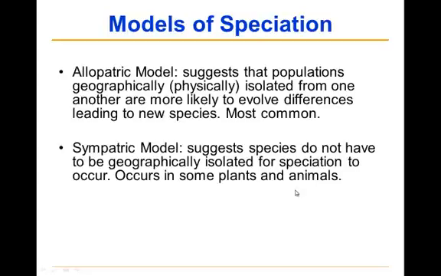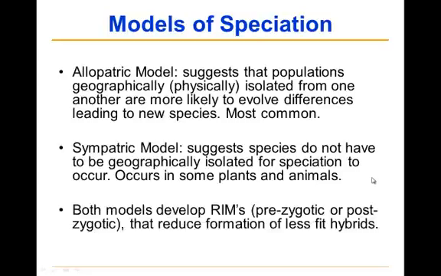it is possible. The thing to remember is that in both models, you develop reproductive isolating mechanisms, either prezygotic or postzygotic, and that these reproductive isolating mechanisms reduce formation of less fit hybrids. They prevent hybrid matings or prevent hybrid offspring from being produced. Now, of the two, I suggest that you be able to describe and explain the allopatric model. The sympatric model you should know the basic definition of.